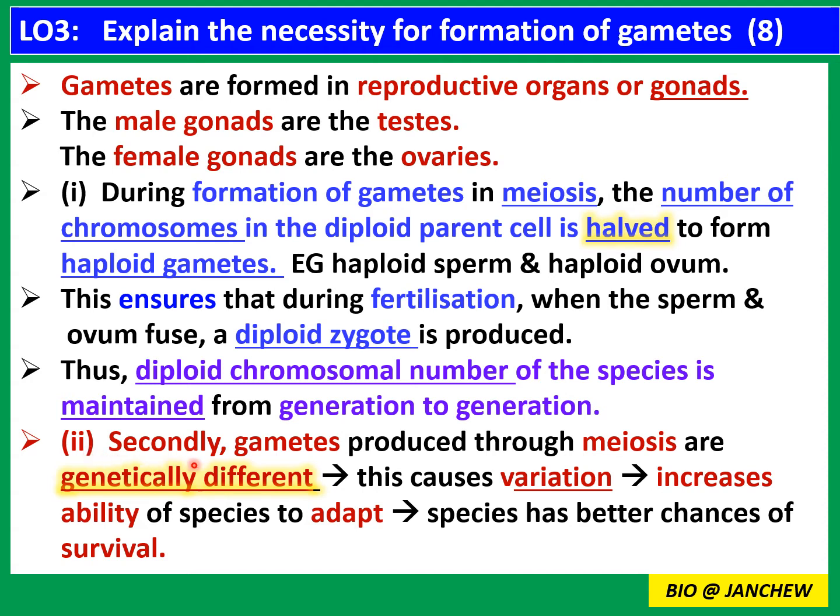Now, number 2, secondly, gametes produced through meiosis are all genetically different, although they may be from the same parent. So this will cause variation among the offspring and in the population of the species, and thus it will increase the ability of the species to adapt to changes in the environment, and the species will have better chances of survival.